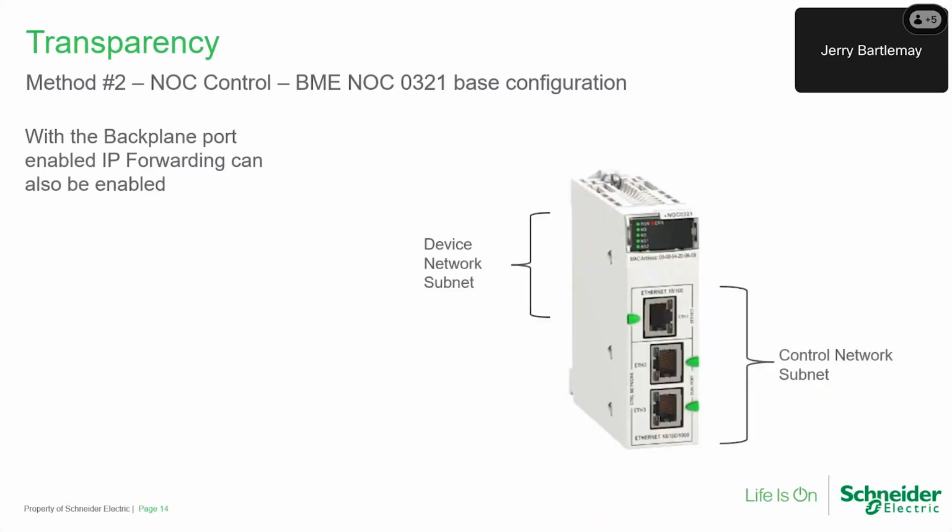If we turn on the backplane port, enable the backplane port, now we can enable IP forwarding as well and create two subnets. So that segregates the control network on the front of the module from the device network, which is on the remote I/O system in the backplane of the rack that this module sits in. And then we can route messages between those two subnets.